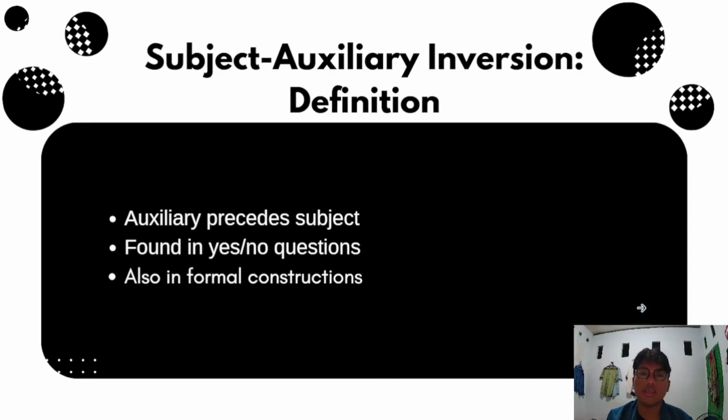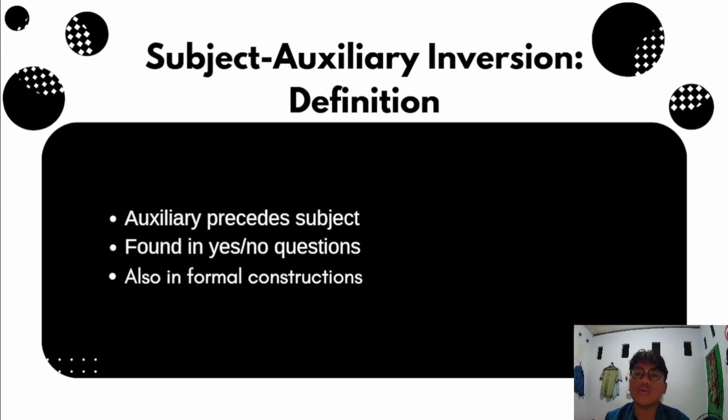Subject auxiliary inversion. Definition. There are three definitions of subject auxiliary inversion. Auxiliary precedes subject, found in yes or no questions, and also in formal constructions. Auxiliary precedes subject. Subject auxiliary inversion is when the helping verb comes before the subject. This flips a sentence into a question or adds emphasis.